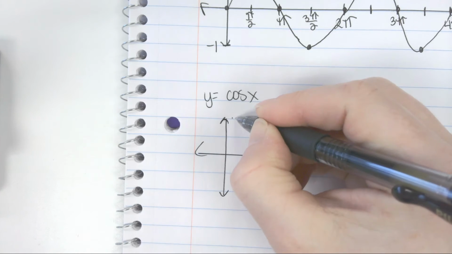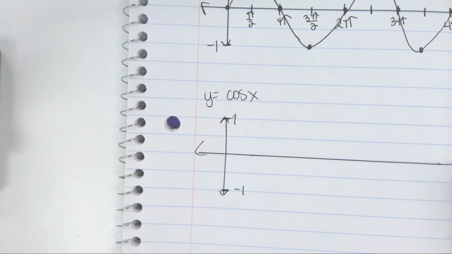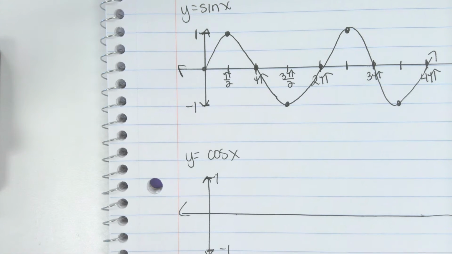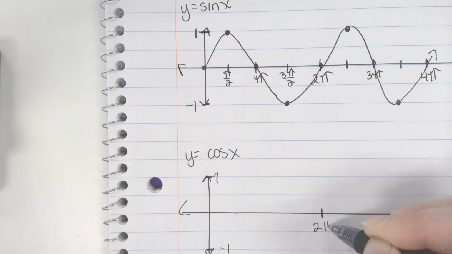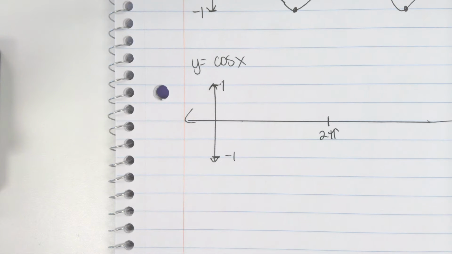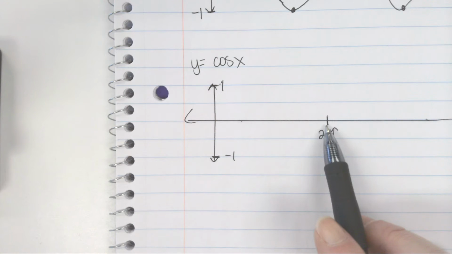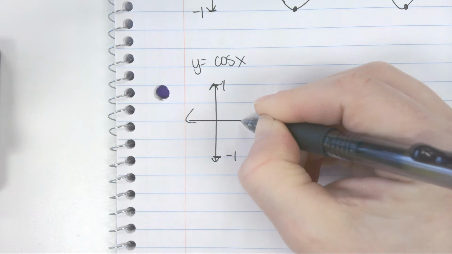And I have 1. I'm going to try my best to line up what I picked the same. Okay, so I'm going to put my period on again. Same period, 2 pi. What do I do with this again? Cut it in half. And then cut it in half again.